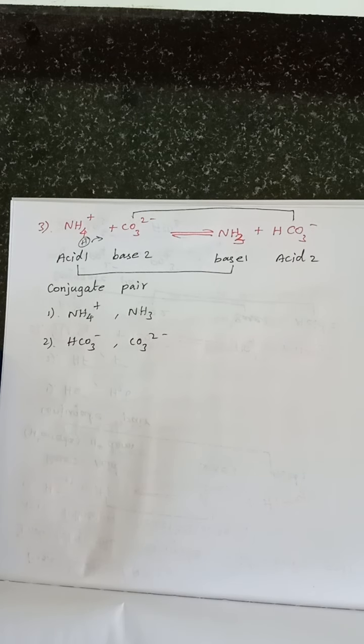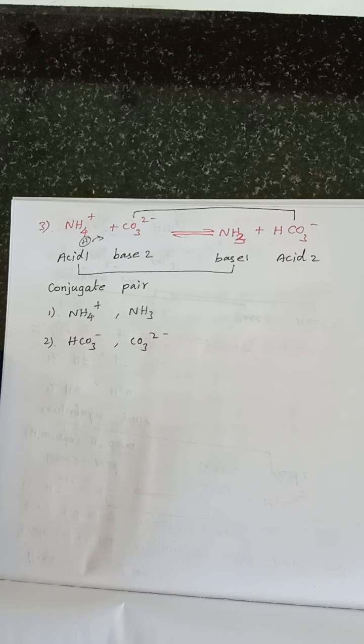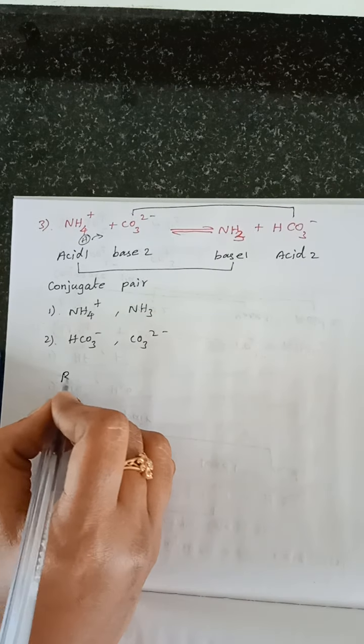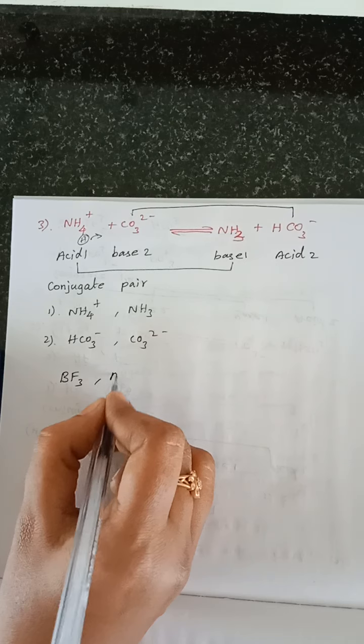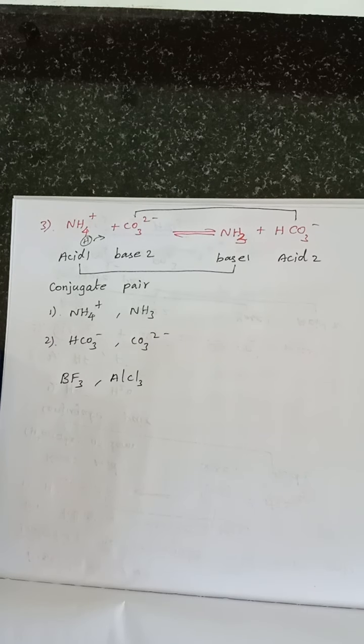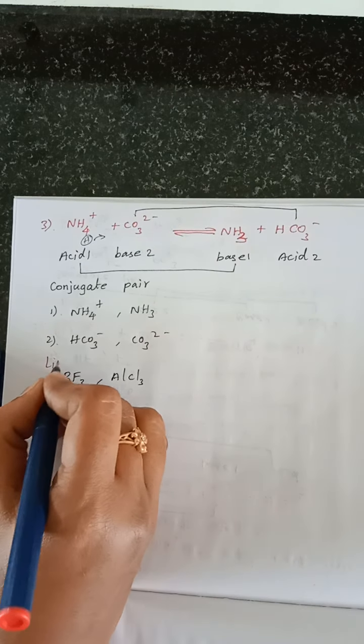So this is your book back question example. You write the conjugate acid and base pair. Next, the limitation of the Lowry-Bronsted theory: boron trifluoride, BF3, and aluminium trichloride is the limitation.